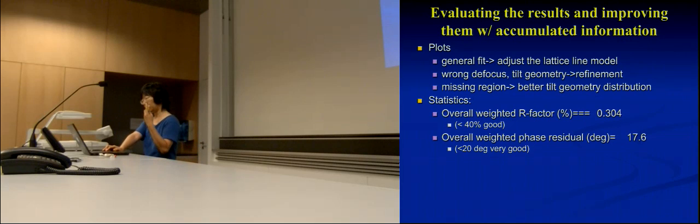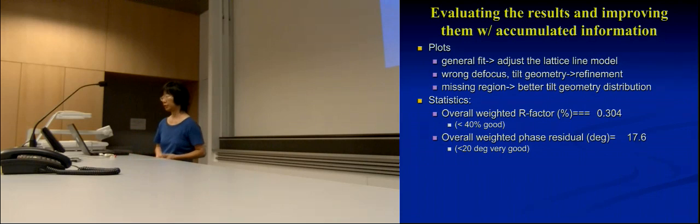It gives you two main statistics. One is the overall weighted R factor. This is calculated purely from the amplitude part of the fitting. The fitting uses both amplitude and phase with some weighting factors. For images, you want to weigh your phases more because we know that's more accurate. If you have diffraction, you probably want to do equal weighting on both of them. And it also gives you the overall weighted phase residual.